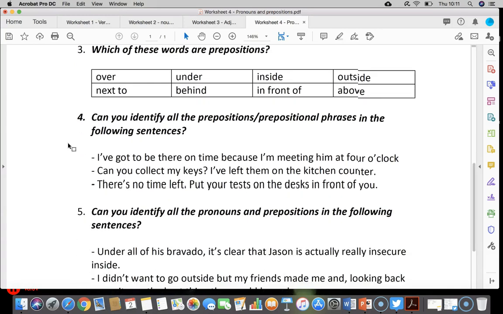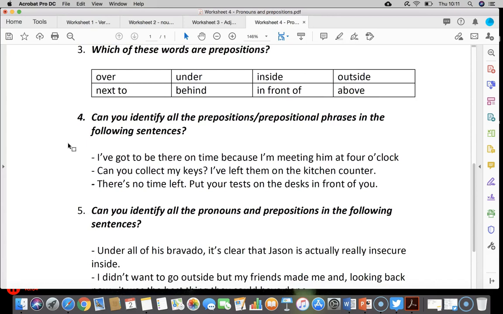Which of these words are prepositions? Over, under, inside, outside, next to, behind, in front of, above. Well, we know that they're all prepositions because what these words are doing is they're indicating the position of something. Question 4. Can you identify all the prepositions or prepositional phrases in the following sentences? I've got to be there on time because I'm meeting them at 4 o'clock. At 4 o'clock is our prepositional phrase in that one.